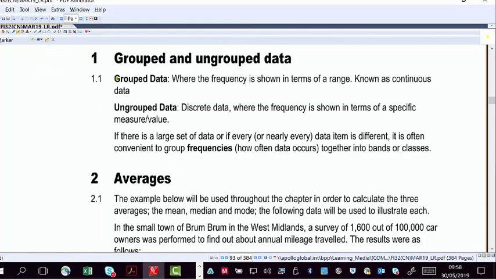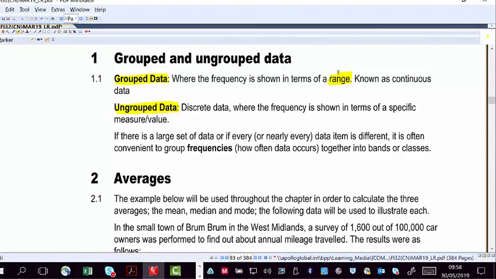So the syllabus learning outcomes refer to being able to do the calculations in relation to both grouped and ungrouped data. So we'll start by defining each of them. Group data, as it states here, is where the frequency is shown in terms of a range, and it's often known as continuous data. And this is where we take the information that has been collected and recorded and we organise it into groups, so possibly bands or classes from the raw data. And we'll see that in the example that we're going to consider in a second.